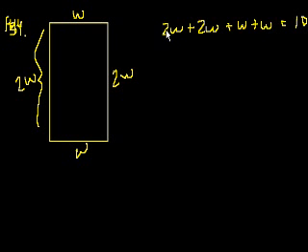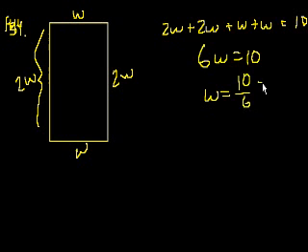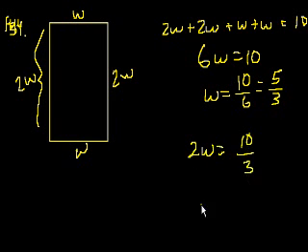If we add up all the w's, that's 2, 4, 5, 6. So we get 6w is equal to 10. W is equal to 10 over 6, which is equal to 5 over 3 feet. And so its dimensions are 5 over 3, and then the length is 2 times that, which is 10 over 3. So it's 10 over 3 by 5 over 3. And that's choice B. They say 5 over 3 by 10 over 3, but same thing. So choice B.